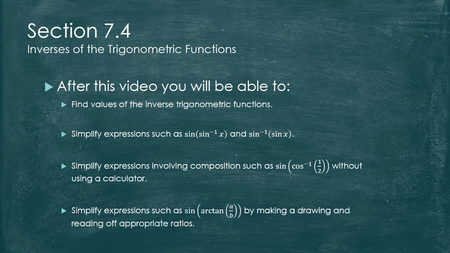angles provided without the use of a calculator, so that'll be more referencing unit circle ratios, and then to be able to simplify expressions that involve trig and inverse trig, but this time only providing ratios, where I could then utilize potentially a triangle to come up with other values.